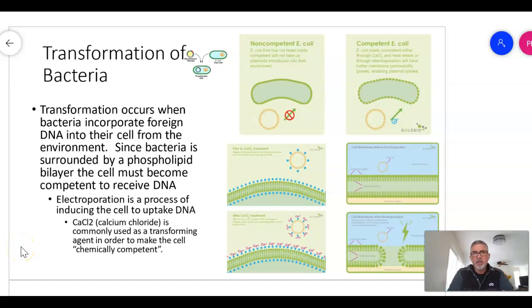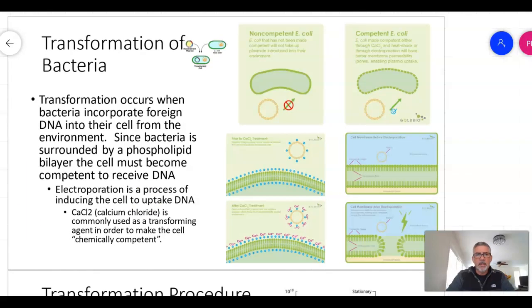So remember, it occurs when bacteria incorporate foreign DNA into their cell from the environment. So we'll create an environment and we'll give it plasmids and we'll stress it so we increase the uptake of those plasmids. Okay, so a couple things that we can do to increase our chances. And the first thing is electroporation. So electroporation is the process of making bacteria what we call competent, right? So it makes the bacteria what we call chemically competent.